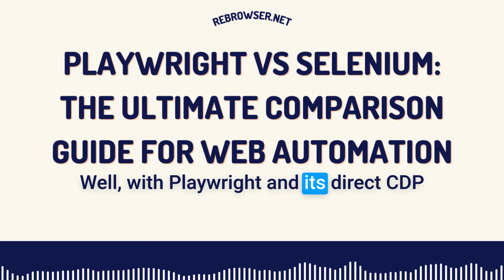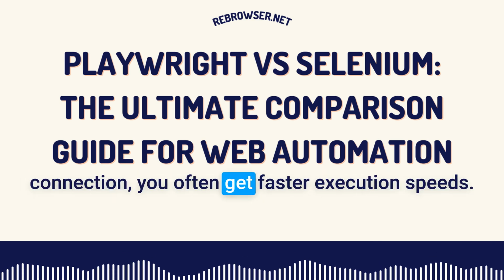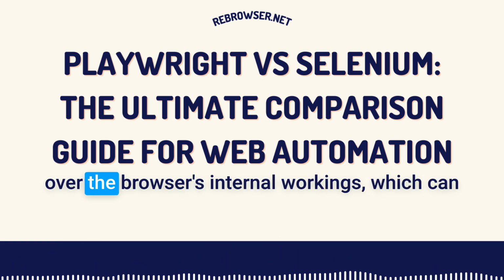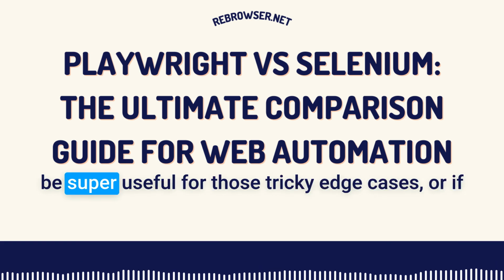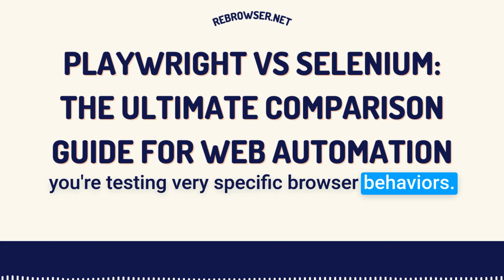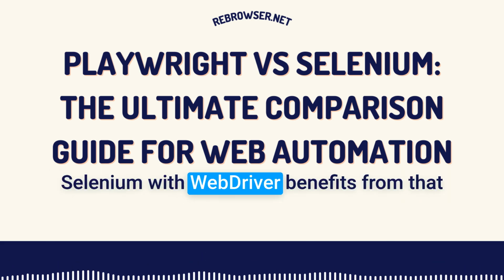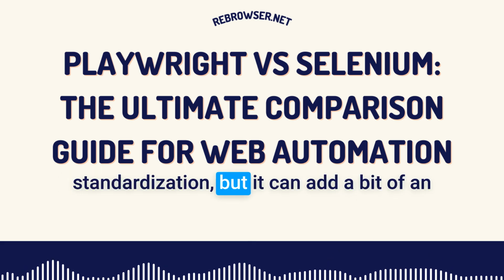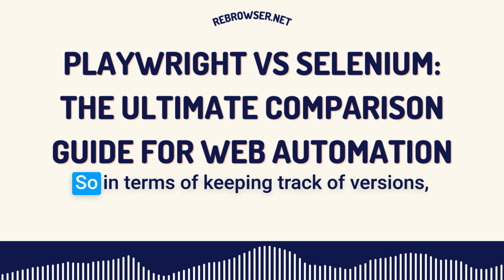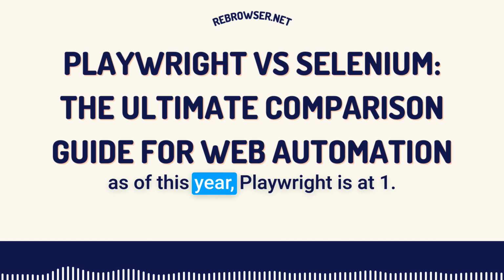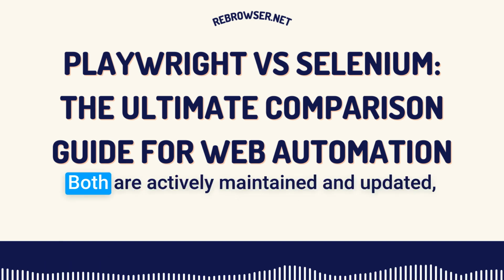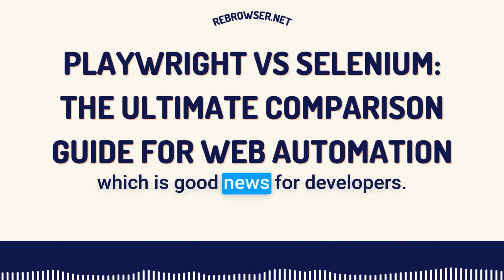Well, with Playwright and its direct CDP connection, you often get faster execution speeds. It also means you have more granular control over the browser's internal workings, which can be super useful for those tricky edge cases, or if you're testing very specific browser behaviors. Makes sense. Selenium with WebDriver benefits from that standardization, but it can add a bit of an extra layer in that communication process. Gotcha. So in terms of keeping track of versions, as of this year, Playwright is at 1.41 and Selenium's at 4.16. Right. Both are actively maintained and updated, which is good news for developers.